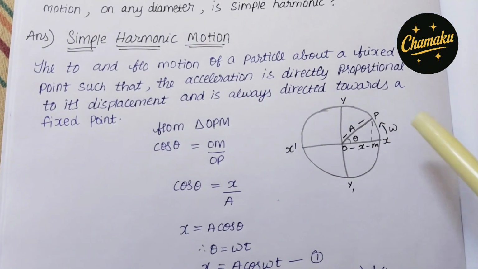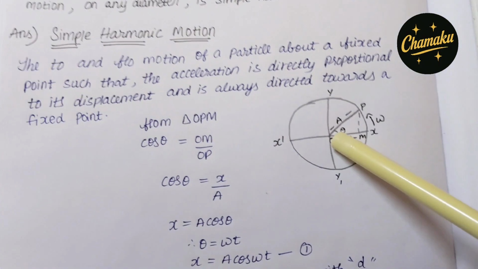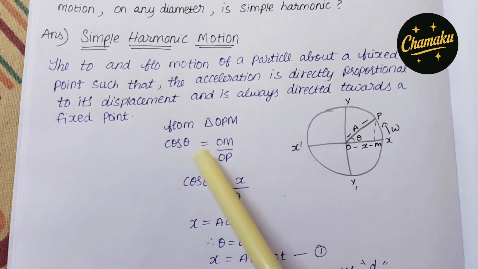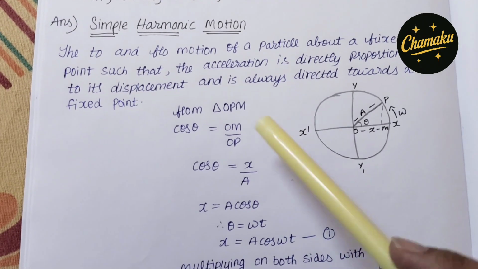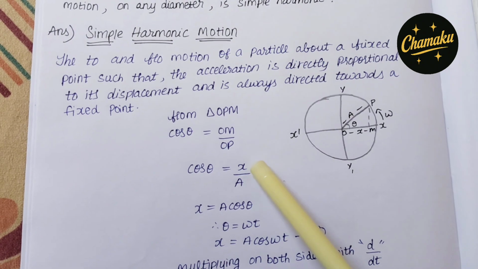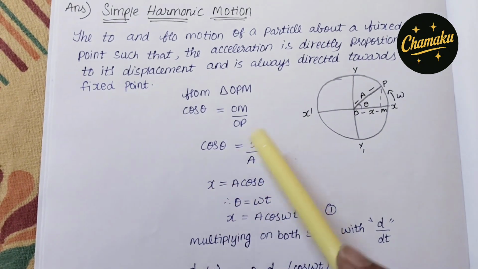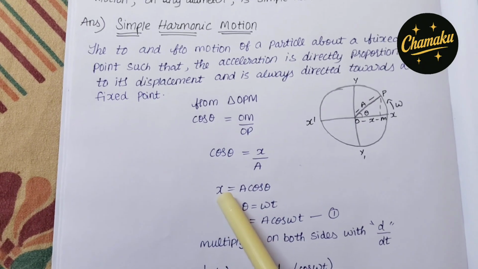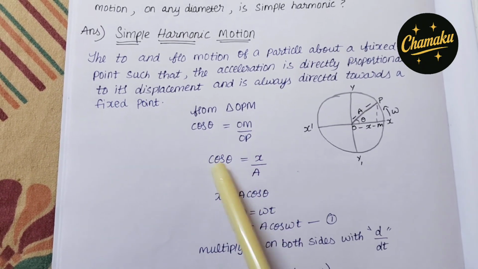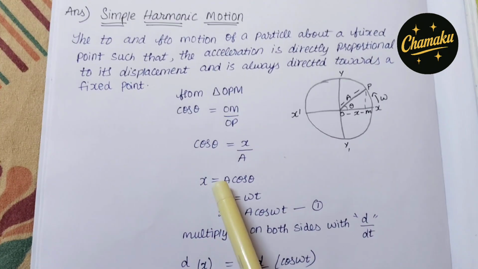Okay, this is the diagram. Please note down the diagram. From triangle OPM, cos theta is equal to OM by OP. So therefore, cos theta is equal to x by a. OM represents x and OP represents a. Okay, so therefore we just need the x value. So x is equal to a cos theta.